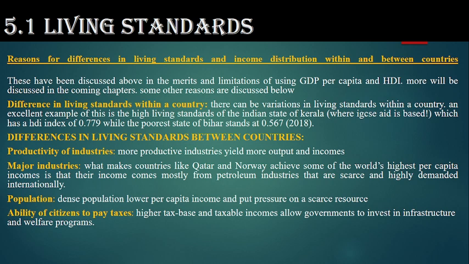Population lowers per capita income and puts pressure on the scarce resources. The ability of the citizens to pay tax. If people can pay more taxes, the living standard of the people will be high. If people don't pay good taxes, like in Pakistan, they don't have a good ability to pay, or they don't have a very good living standard. That could be another reason.